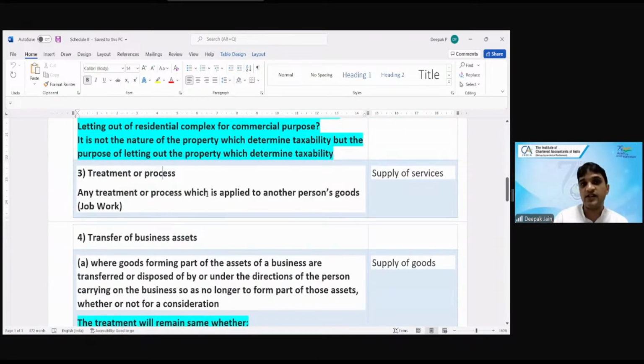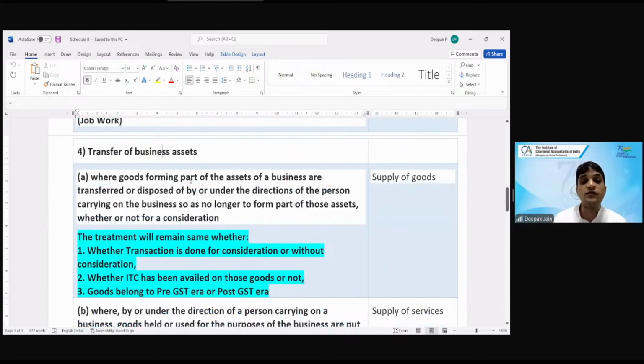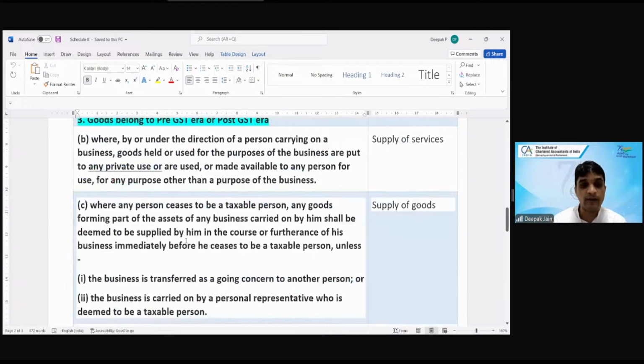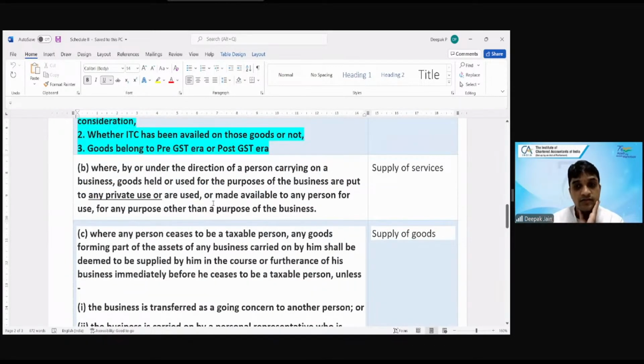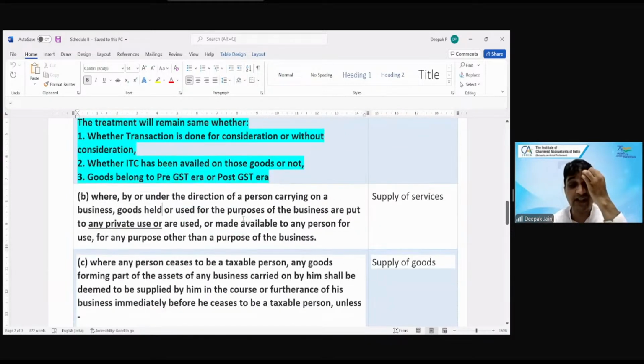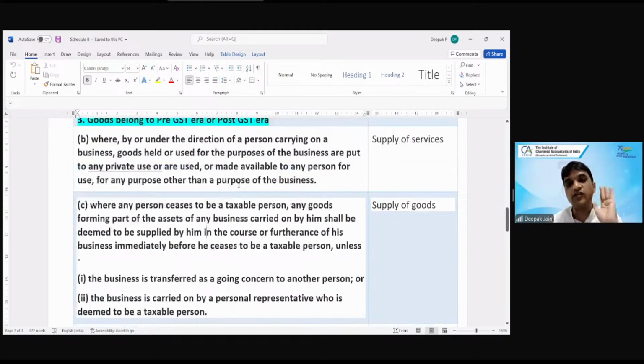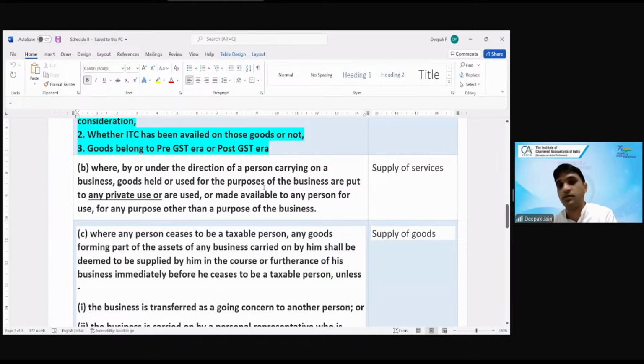Any treatment or process, like we said about the job worker, any job worker doing any job on somebody else's goods, it is supply of service. Then transfer of business assets is supply of goods. If the business is transferred completely, then it is supply of goods. Then if under a direction of a person carrying on a business, you're transferring, then it is a supply of service. Where goods which are held or used for the purpose of business are put to any private use, then it is supply of services. That is, when you are using it for your business purposes and now you're moving it to your personal use, that will be supply of services.